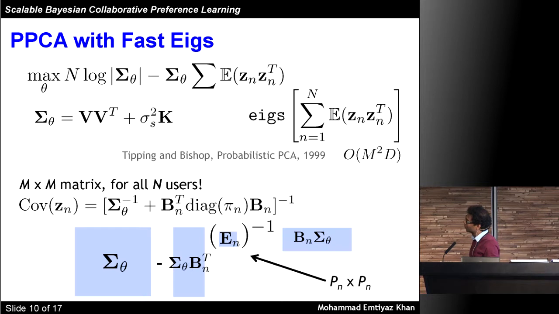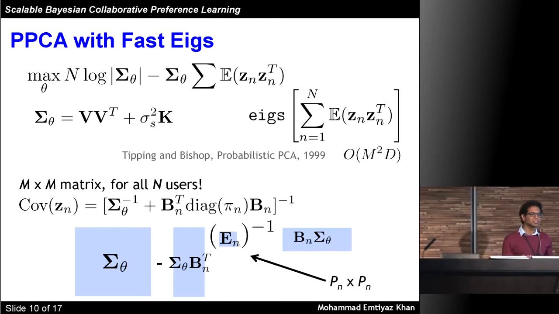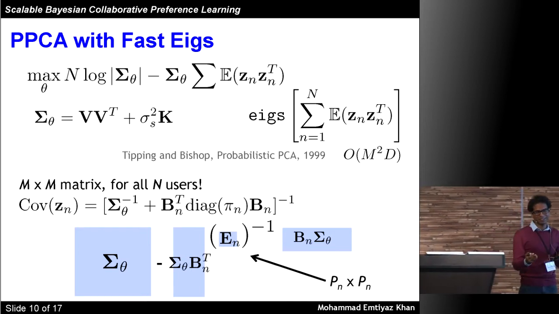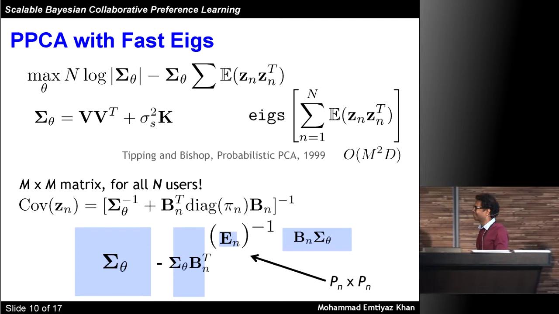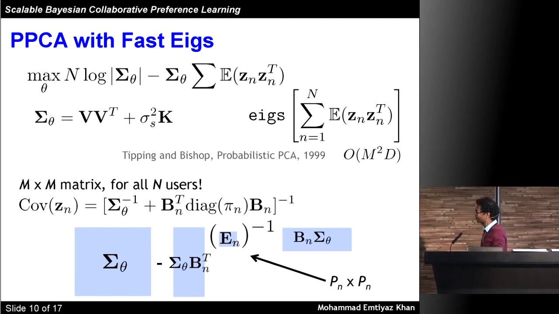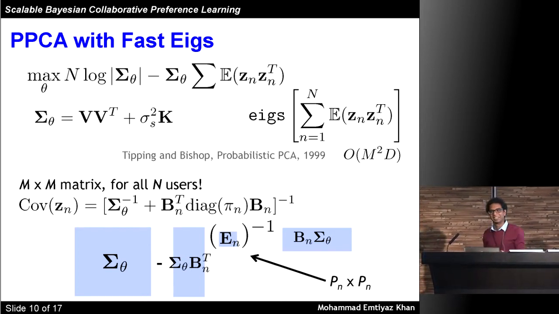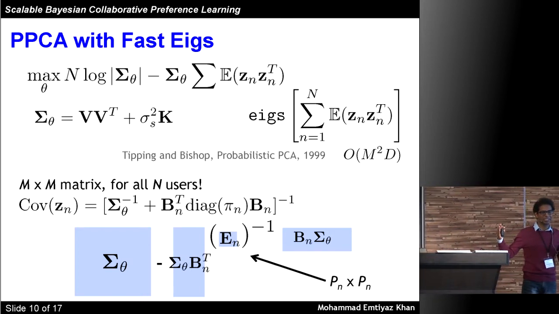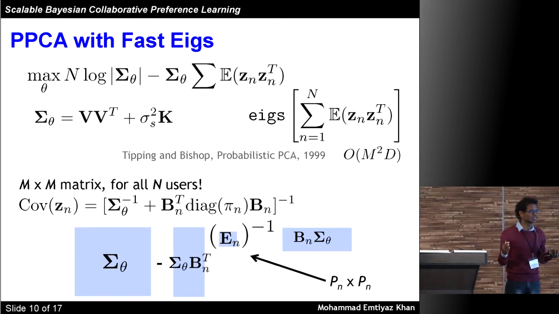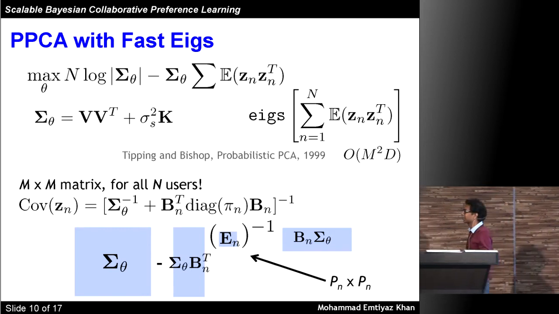Okay, so the next question is, can we actually do this? At first, you might think that the problem is solved, but it's not. Let me tell you what the problem is. This matrix is huge. It's of the order of the number of movies, so it's a big m by m matrix, and you have to compute it for all users. So this is just not practical at all.